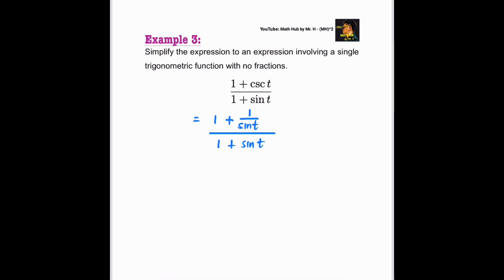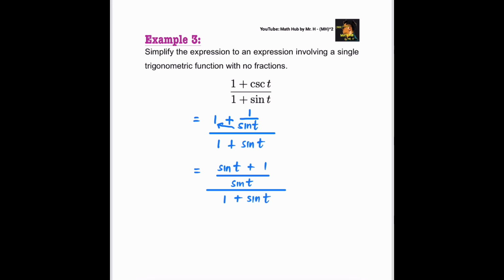And the next thing we should do is rewrite the numerator into a single fraction. So what we can do is we multiply sine t times 1 is sine t plus 1 divided by sine t. That is for the numerator only. All right, so do not forget the denominator, which is 1 plus sine t.